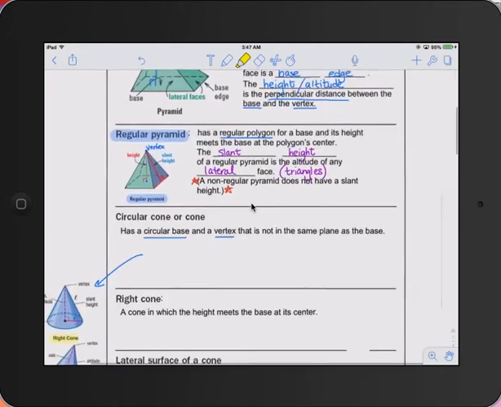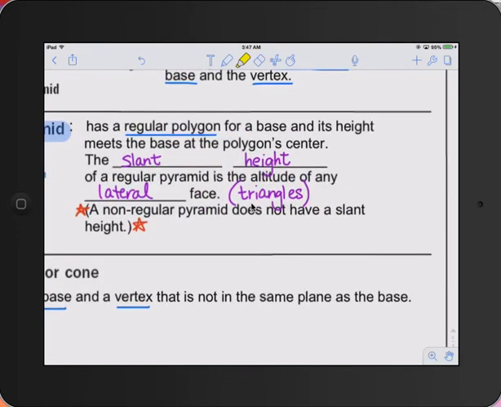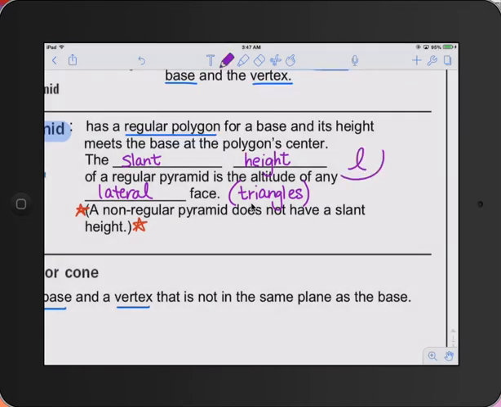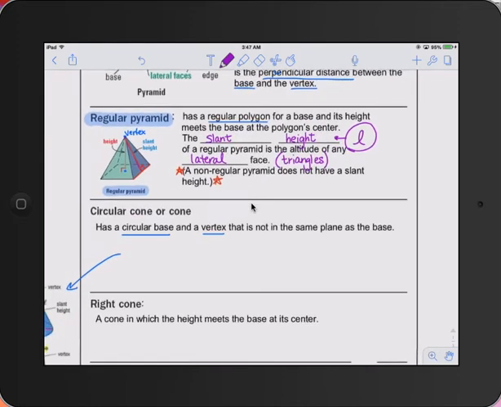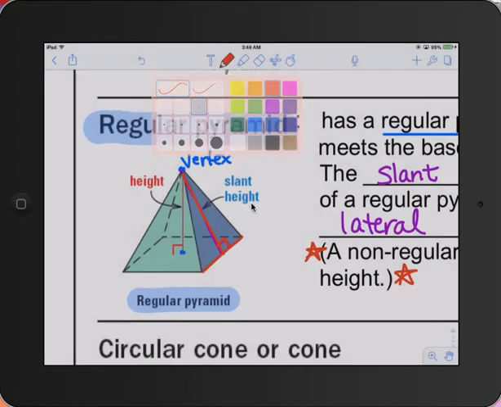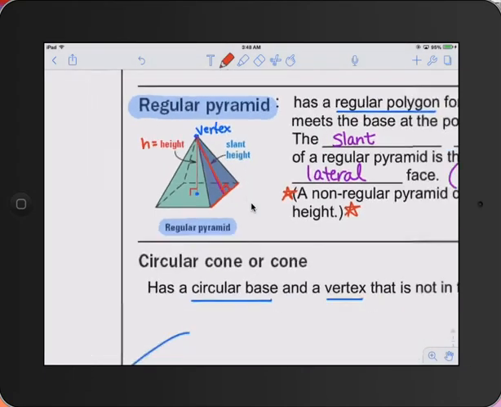Back up to slant height for a second. Slant height, the letter L, lowercase cursive l, is often used to refer to the slant height. I don't know why L, but that's just what we use. So L refers to the slant height of the pyramid, and we'll use h to refer to the normal height. Let me use red for that. The regular height of the pyramid, we're going to use h.